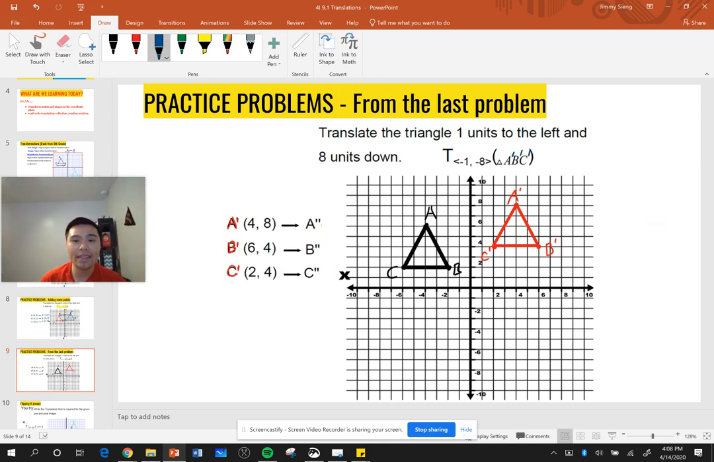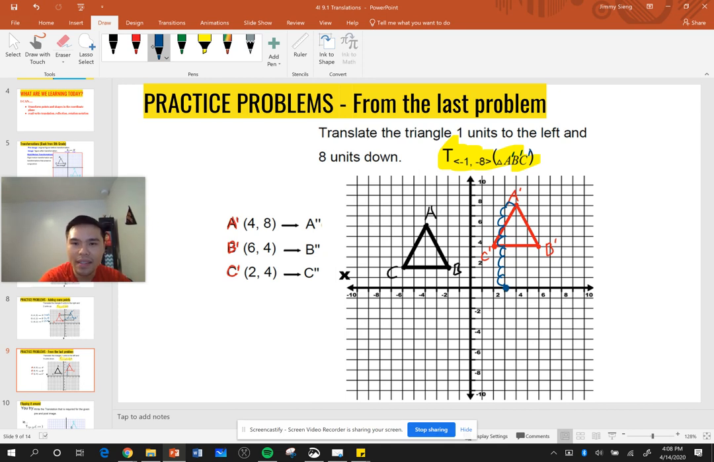And now I'm going to translate that. Okay, I'm going to translate that by going to the left 1 and going down 8, right? So let me do this in blue. So I'll just take one of those points. Let's go ahead and do A. So we can go to the left 1, and then we go down 1, 2, 3, 4, 5, 6, 7, 8. We end up there, right?